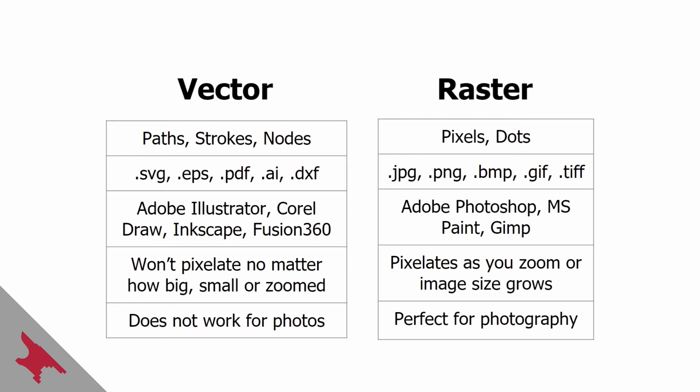Vector drawings won't pixelate no matter how far you zoom in, but they don't work for photographs or photorealistic images. Raster images will pixelate as you zoom in or the image size is increased, but are designed for photographs and images that need to look realistic.